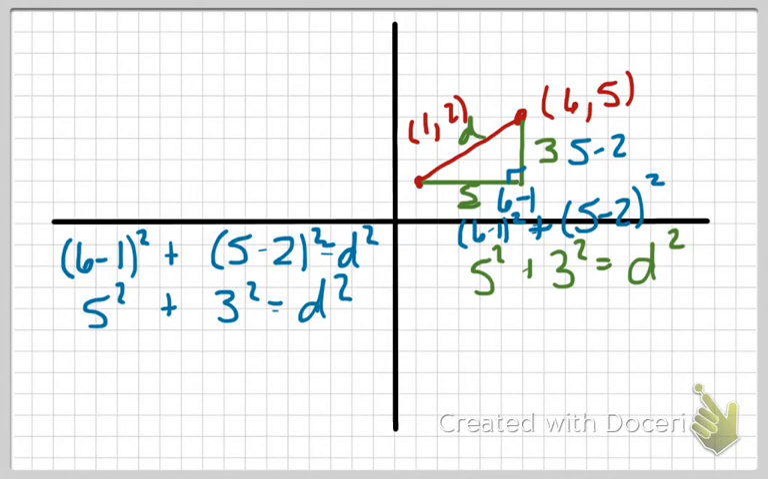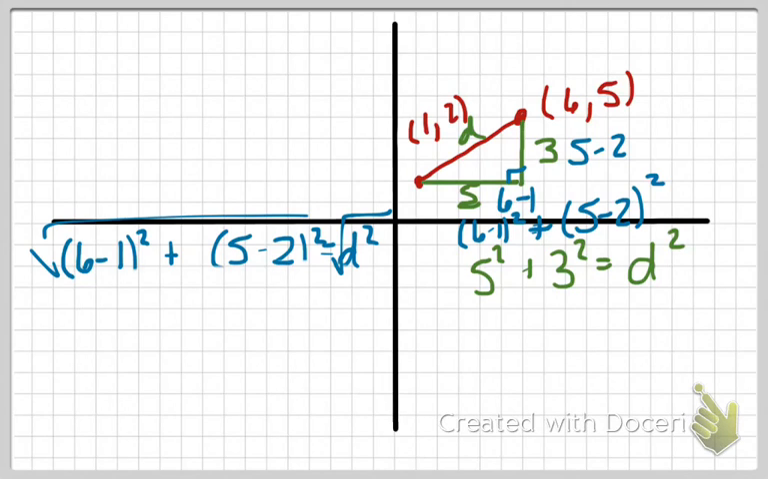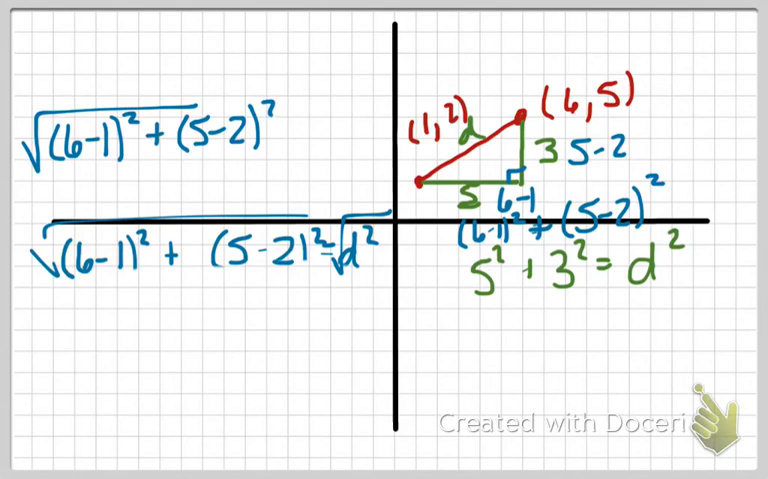Once you work that out to find that d, or if we look at this original equation here, if I want to solve this for d, I'm going to take the square root of both sides. So that's where we get that distance formula.